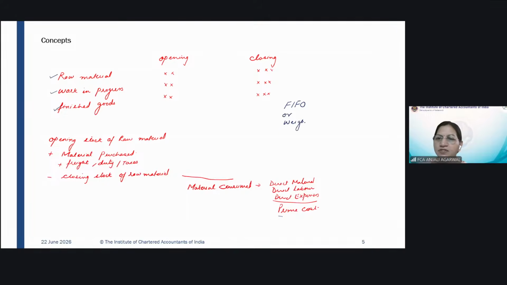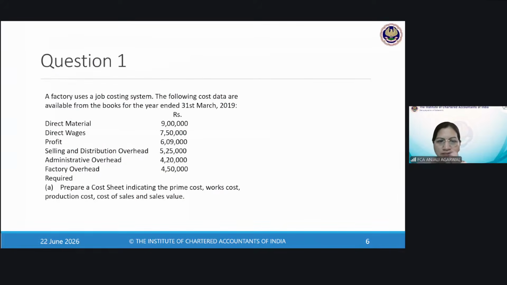If nothing is mentioned, you may follow any of the two methods, and you can mention that you have valued your stocks using FIFO or weighted average. There are other methods also which we have done, but you will use either of the two when you're doing the practical questions on other chapters, right? So let us look at how we prepare a cost sheet.